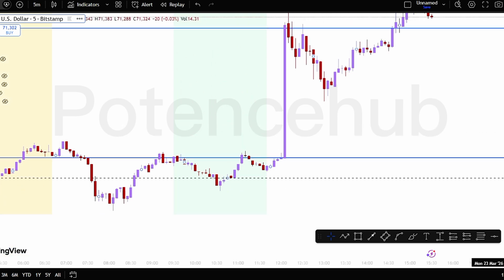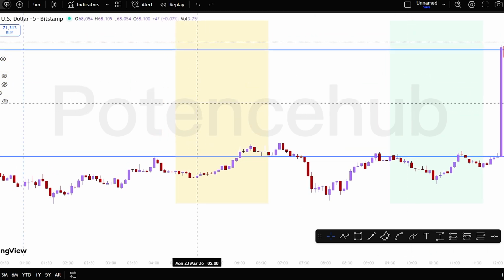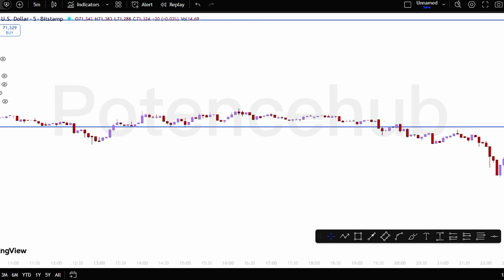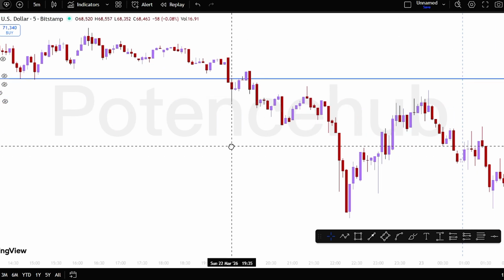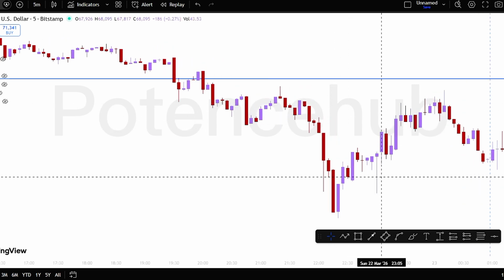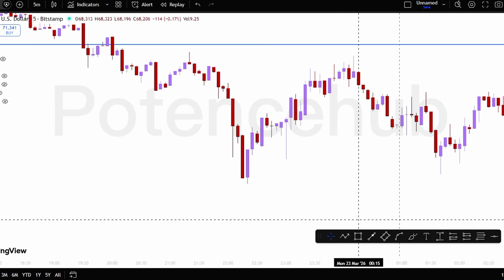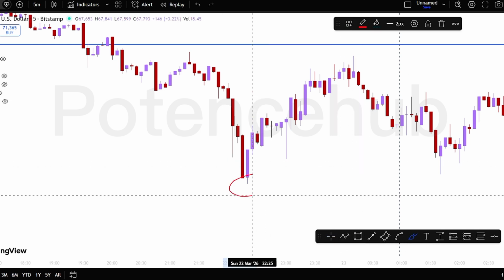Now, in this case, I'm going to be analyzing this particular trade. As you can see right here, this is our silver, XAG USD, and this is what the trade looks like. First off, I had to locate a particular section, which you can see right here, where this trade played out.